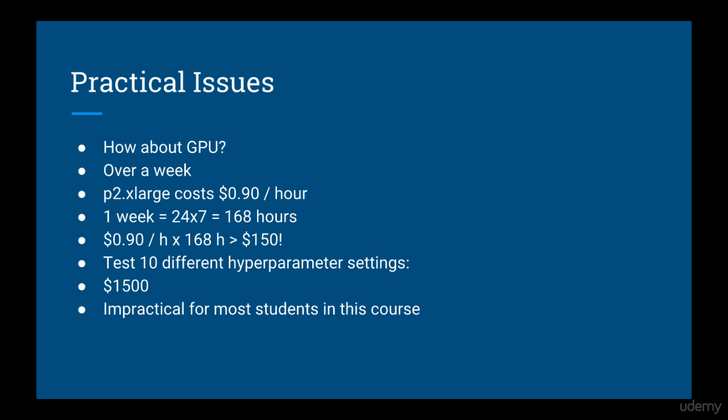I usually like to test out different hyperparameters as well. So say you wanted to test out 10 different settings of hyperparameters. Now that's $1,500. Needless to say, this is impractical for most students of this course.